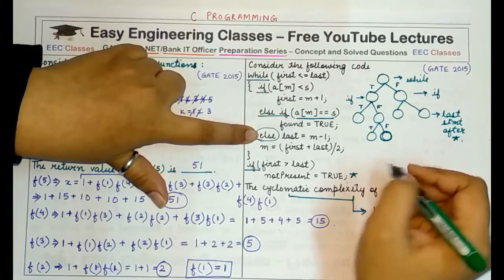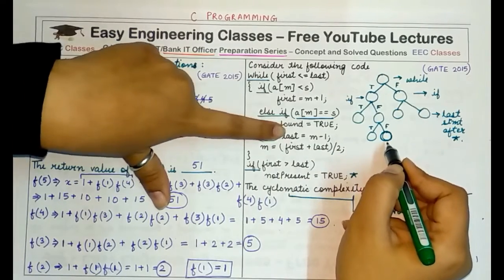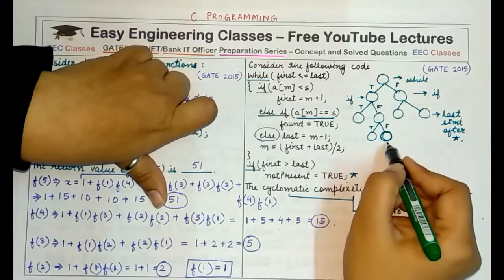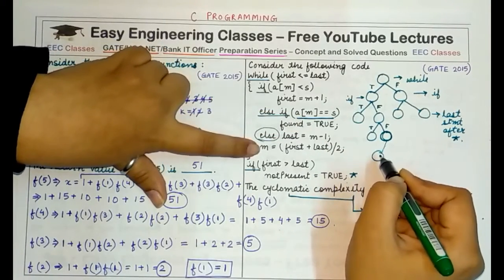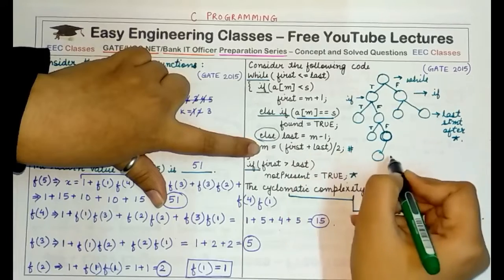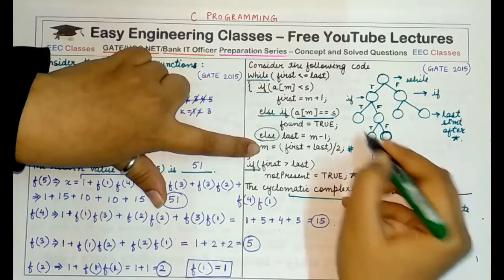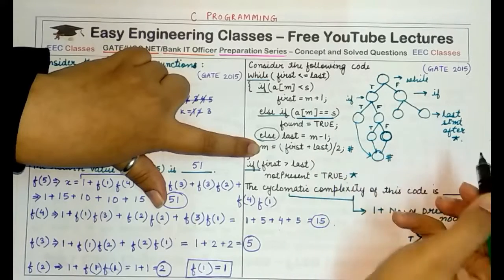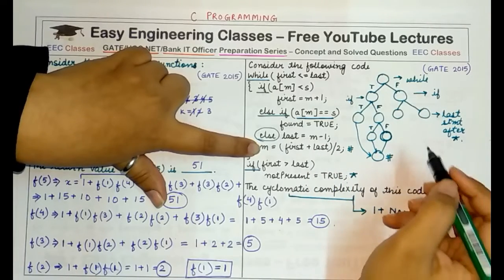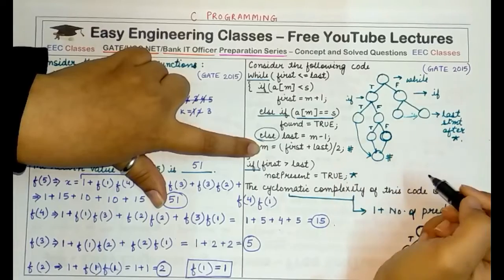Alright, and therefore after executing this statement last is equal to m minus 1, we would directly jump to this node which I'm denoting by hash. So this is denoted by hash. This would come here, this would come here, and basically I have drawn the flow graph for you. So, and this would be control flow graph.